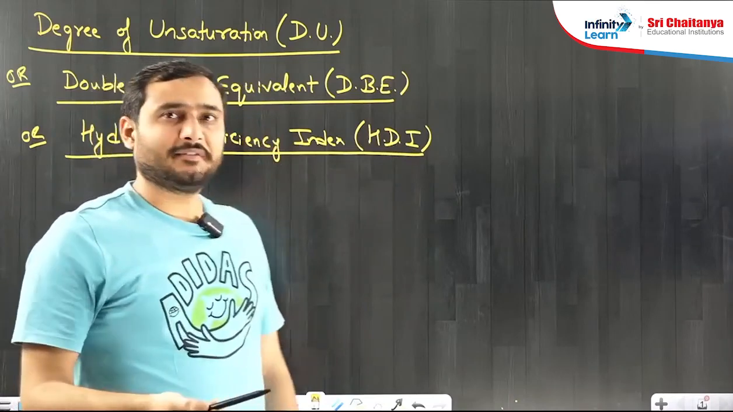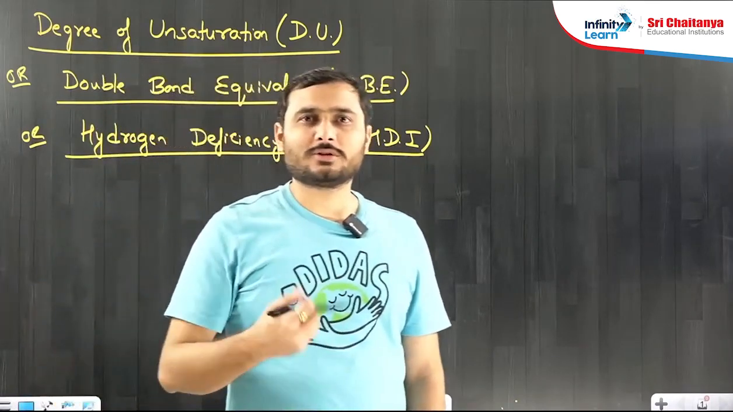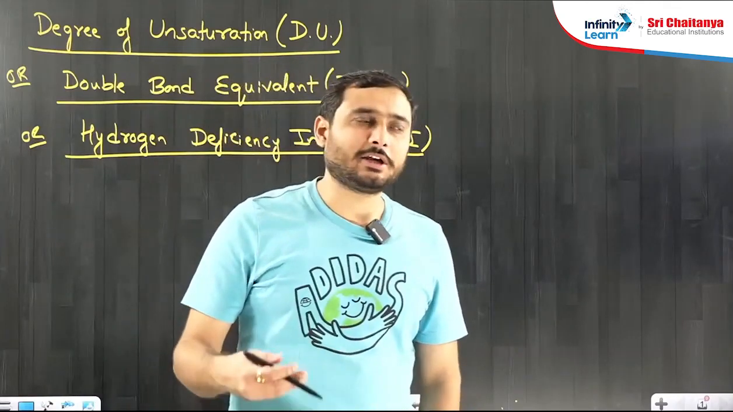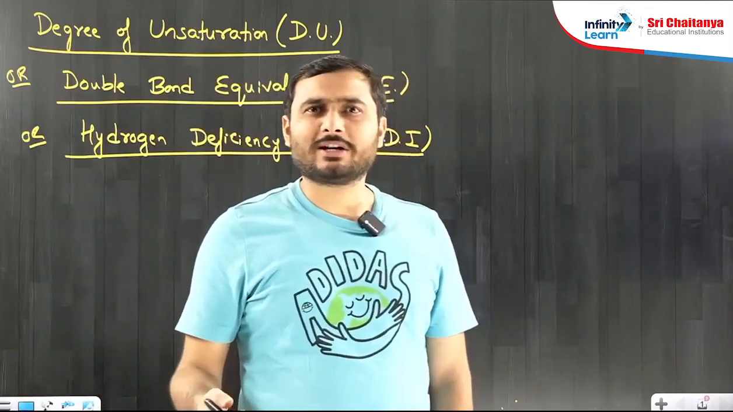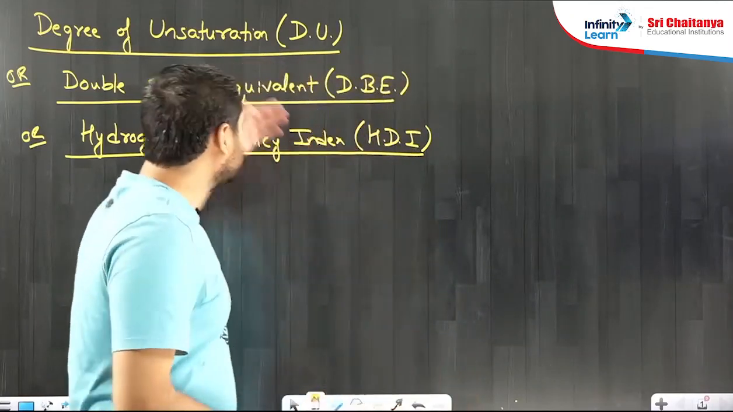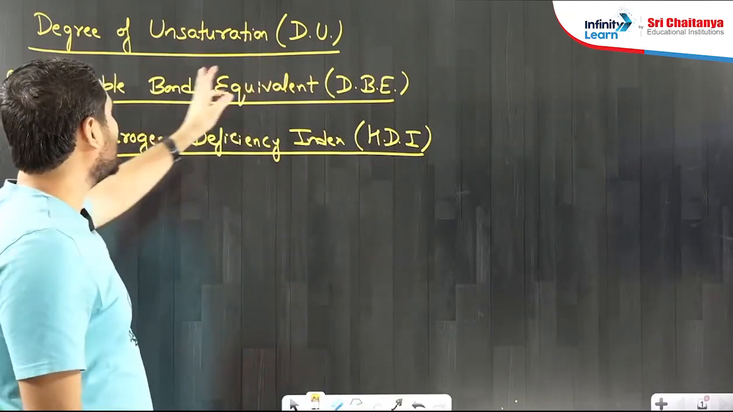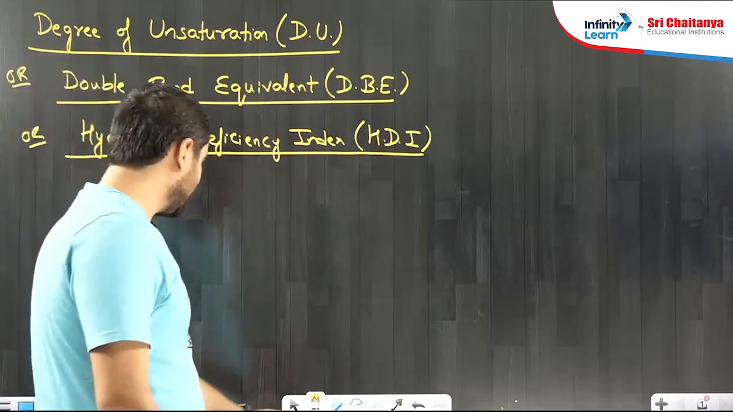For example, if they ask to calculate the degree of unsaturation for this compound, it is very easy if you know this concept. But sometimes they will write, what is the double bond equivalent for this compound. Now I think we know degree of unsaturation. All these names are the same. Degree of unsaturation is also called double bond equivalent, or hydrogen deficiency index.